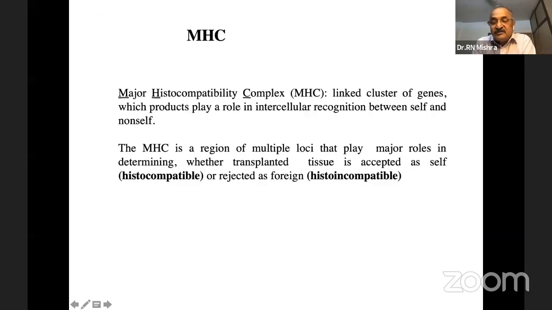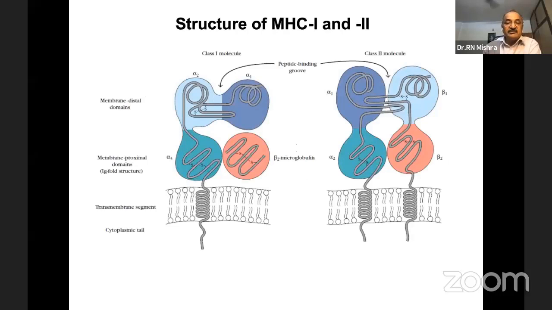With that, we come to the major histocompatibility complex, which was also referred to in Dr. Saha's talk. The MHC is such a crucial cell surface molecule for antigen recognition. It's a histocompatibility complex linked cluster of genes whose products play a role in intracellular recognition between self and non-self. The MHC is a region of multiple loci that play a major role in determining whether transplanted tissue is accepted or rejected, which is histoincompatible.